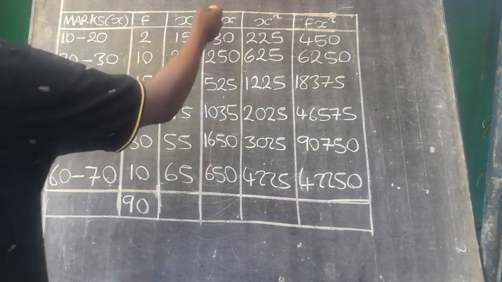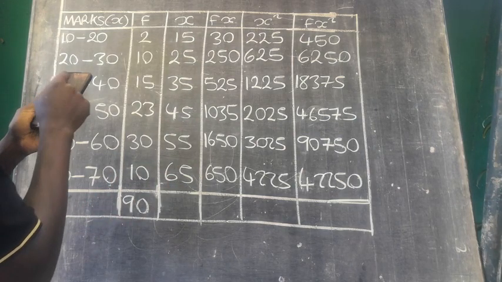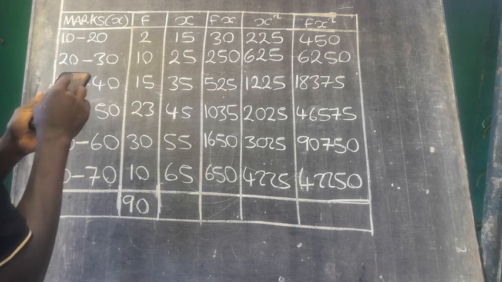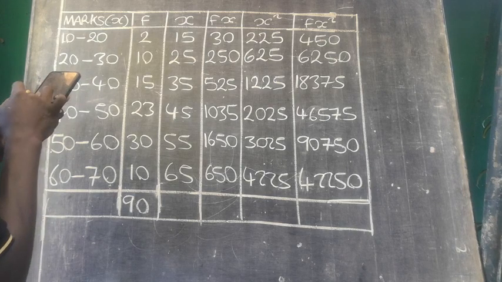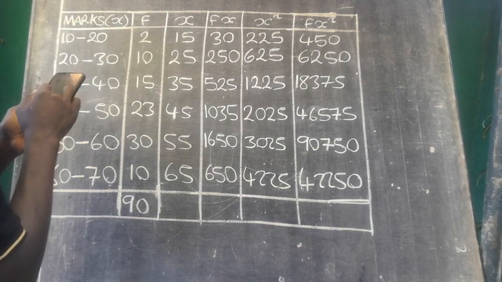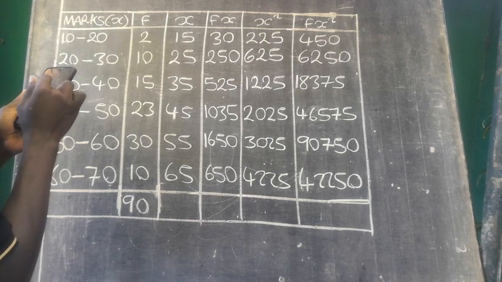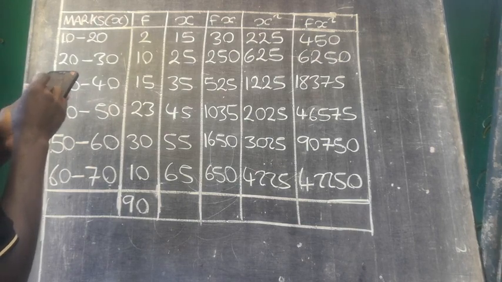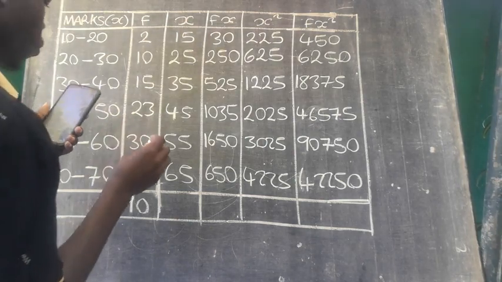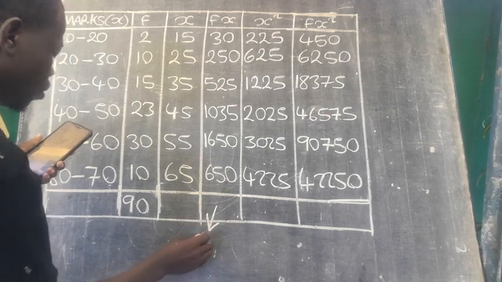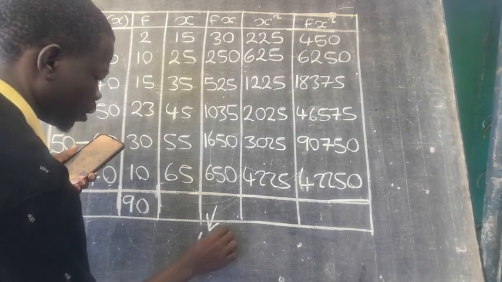We need also the summation for fx column. So we shall say 30 plus 250 plus 525 plus 1035 plus 1650 plus 650, which is giving us 4140.